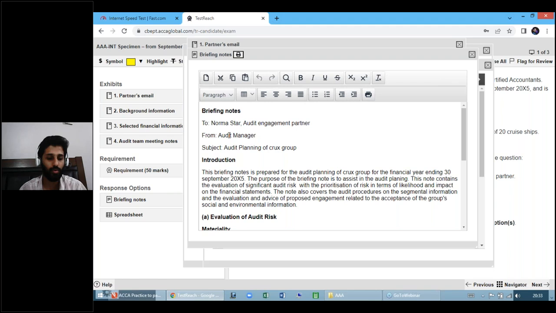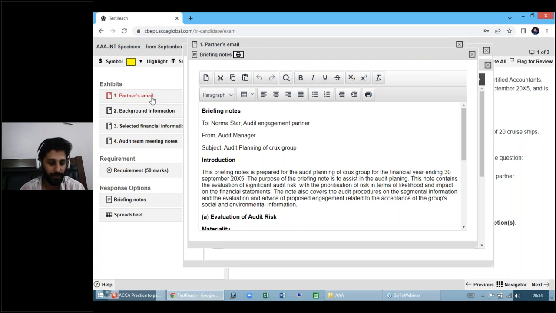This briefing note is to the audit partner from the audit manager, subject: audit planning of Crux Group. And remember that I told you in the last class, day 1, that you are playing the role of the audit manager. You are not the one expressing the opinion. You are not the audit partner. You are the audit manager. You have to respond to the email, and simultaneously in questions 2 and 3, when the junior brings you the evidence, you need to evaluate whether that evidence is sufficient and appropriate or not.